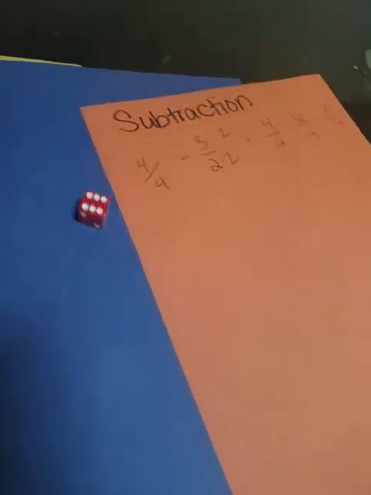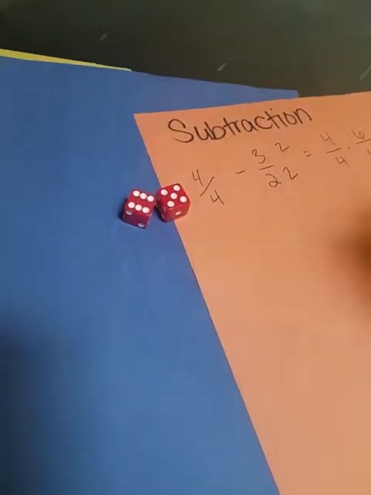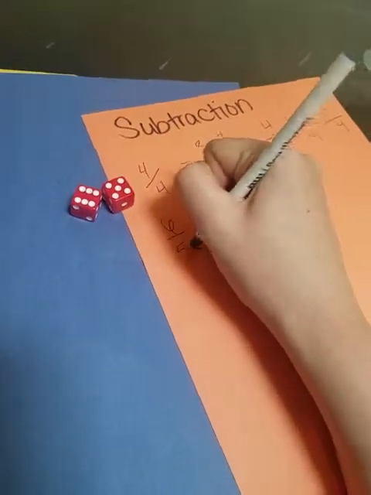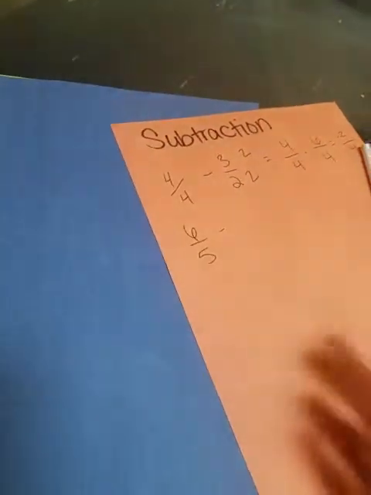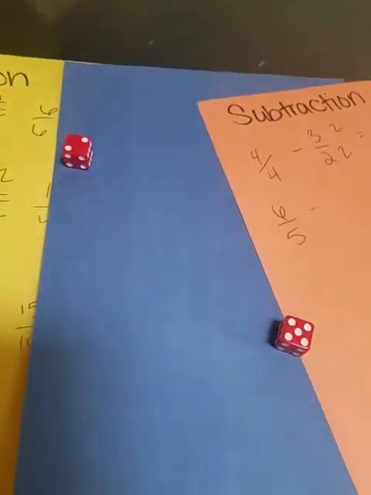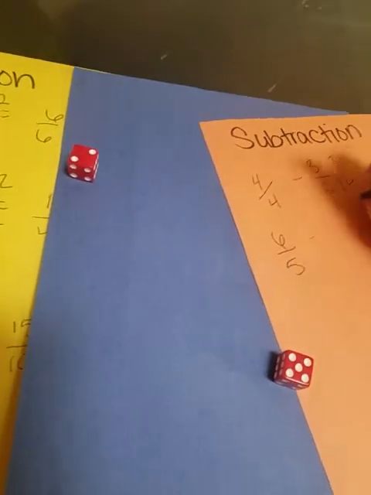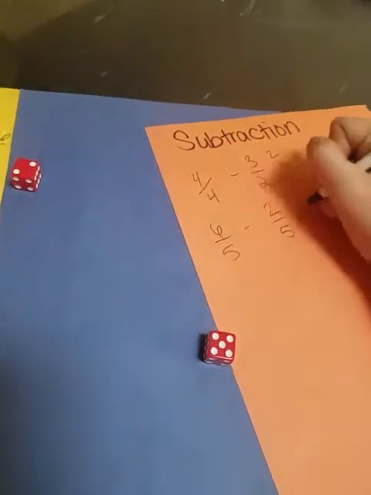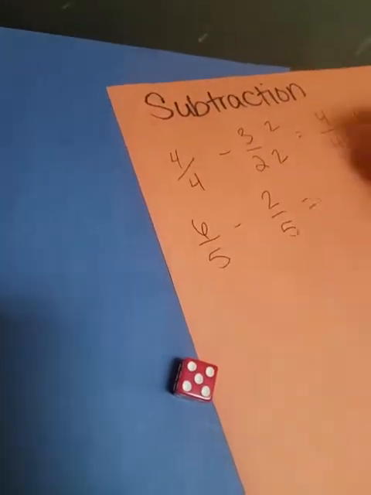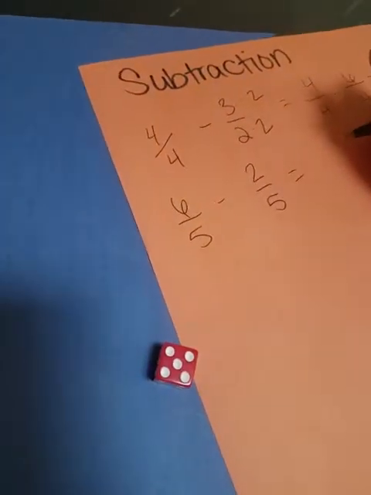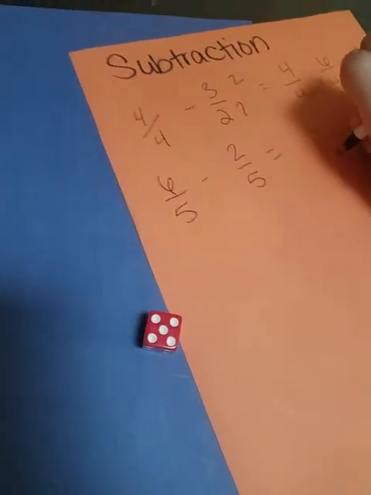Okay, for the next one, 6 over 5 minus 2 over 5. We don't have to change the bottom. Since they already have the same denominator, we just subtract the top. So 6 minus 2 is going to be 4 over 5.